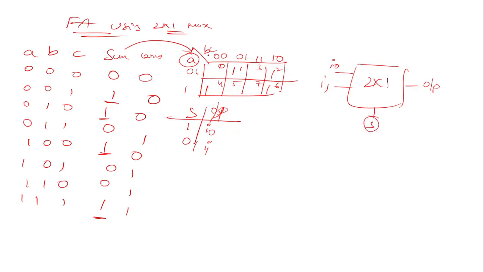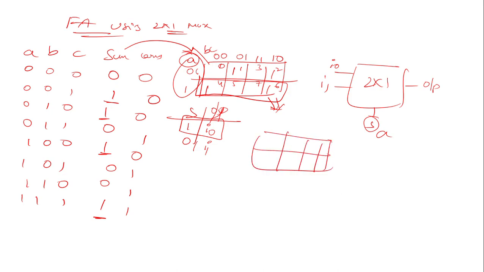For better understanding, I consider these A values, with A as the select line. For A equal to 0, I0 will be selected, so the second box is going to be selected. See this properly: the 1 is here and the 1 is here. What are the BC values here? 0, 0, 1, 0.